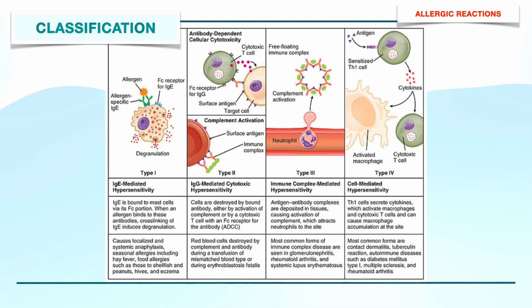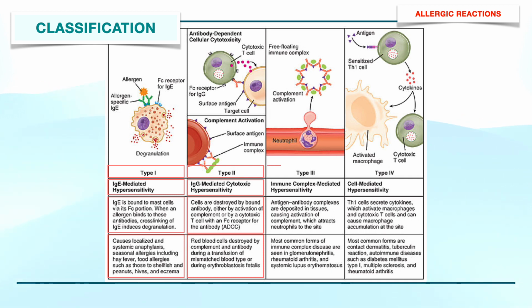Next, coming to the types of allergy. Type 1 is IgE mediated, that induces degranulation of mast cells and causes localized and systemic anaphylaxis, seasonal allergies, and eczema. Type 2 is IgG mediated, wherein cells are destroyed by either activation of complement or cytotoxic T cells, as seen in transfusion of mismatched blood.